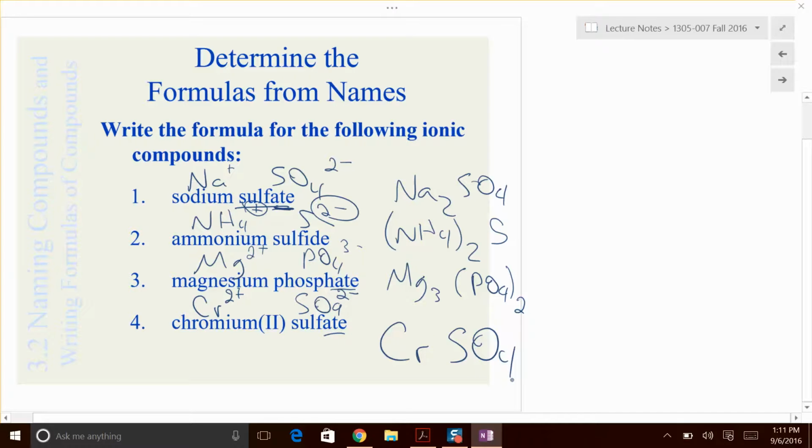CrSO4. They balance each other, so I only need 1 of each. Okay? There we go. That's how I'm going to write those formulas.